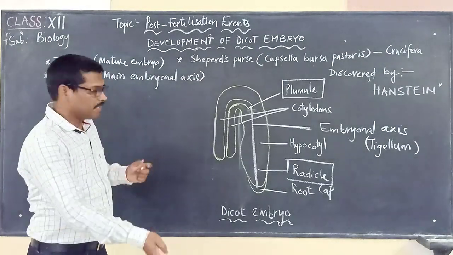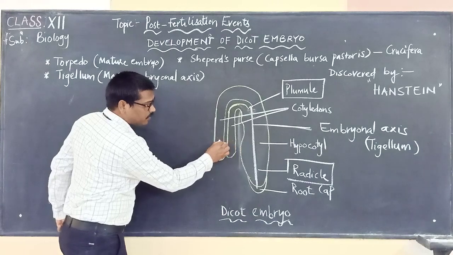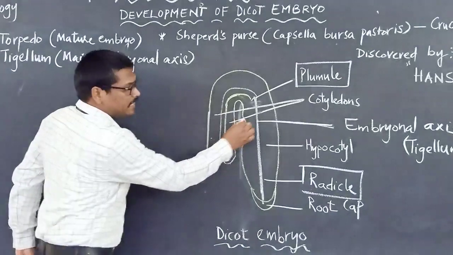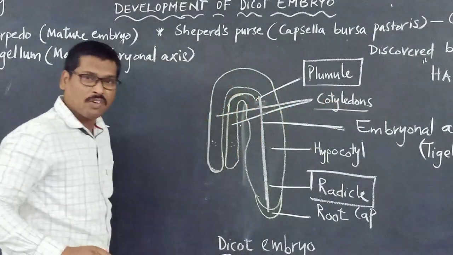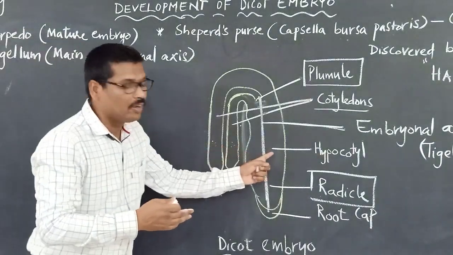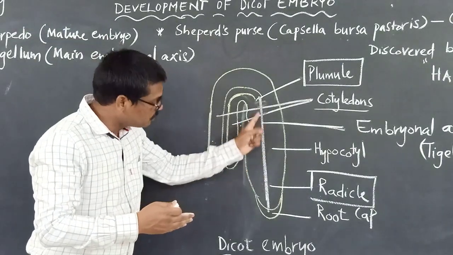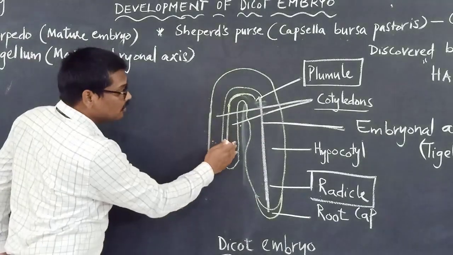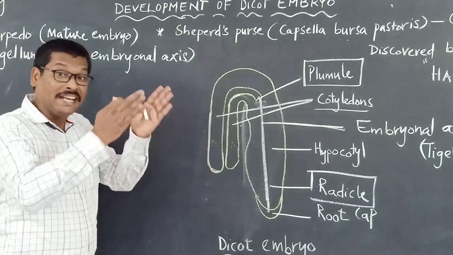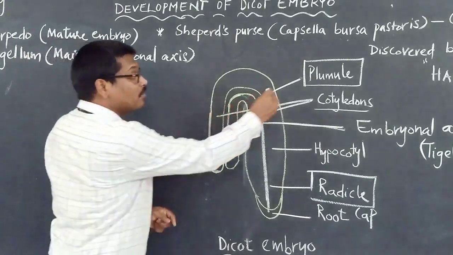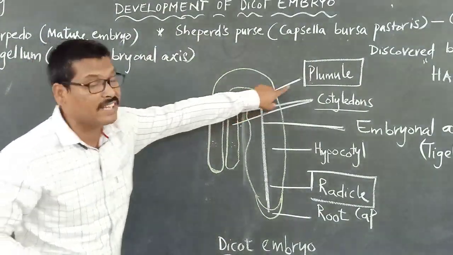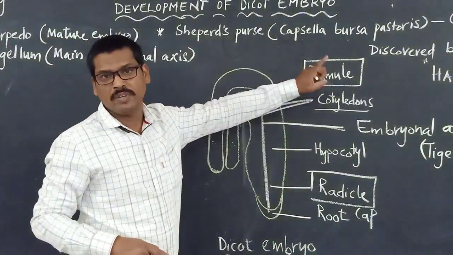Here, if you see, the next point is the cotyledons. These two are the cotyledons. They are present on the lateral position of the embryonal axis. Remember, cotyledons are present in lateral position, one on either side of the plumule. In between these two cotyledons, the plumule will be there.